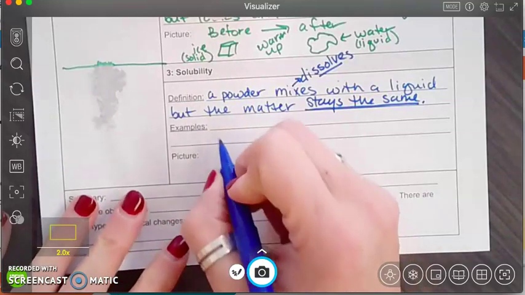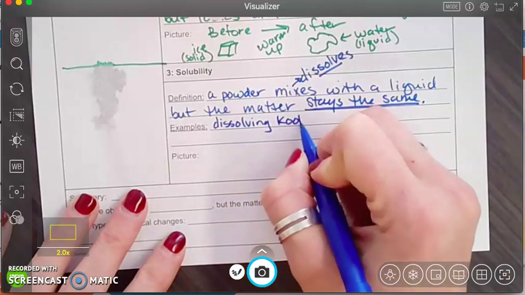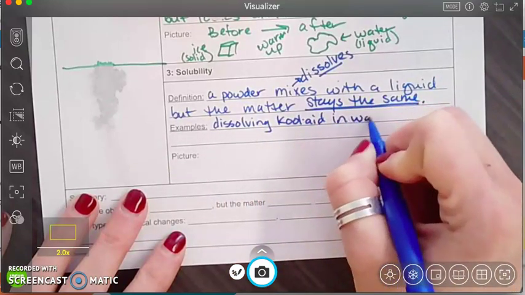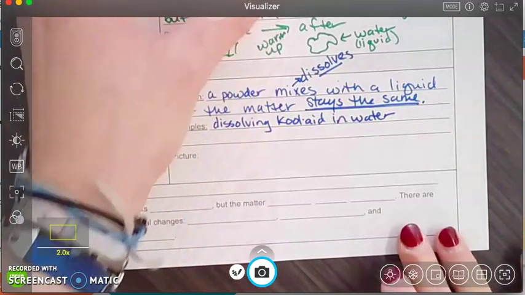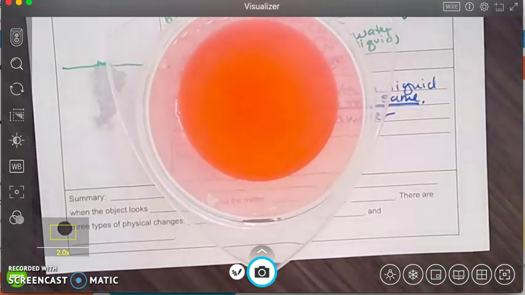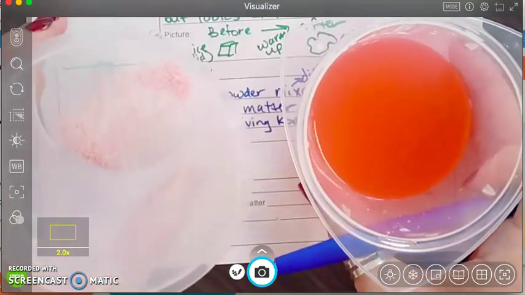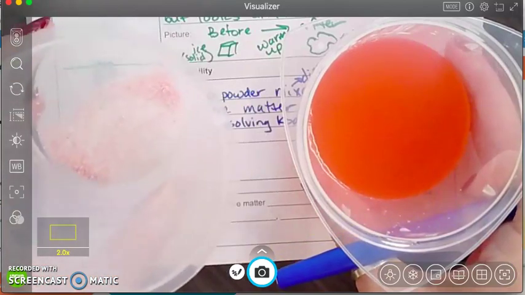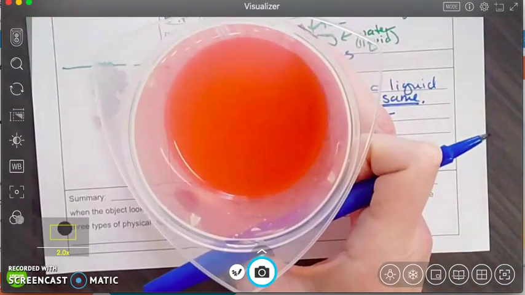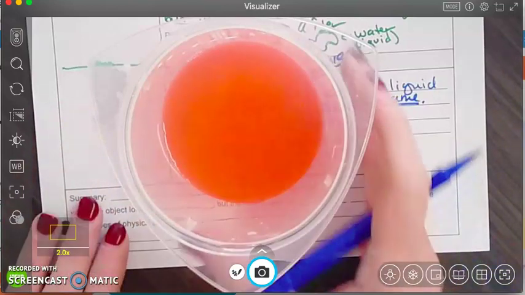So my example would be dissolving Kool-Aid in water, because it's still there. I haven't created anything new. Sometimes students will say, oh, but it's red now and water's clear. And you're right, except that my powder is red. So the fact that I have the red color is not new. It was in my powder. Now it's just in my 1 cup. So I love that students think like that, like they're always analyzing and questioning. But in this case, my red was there to begin with.